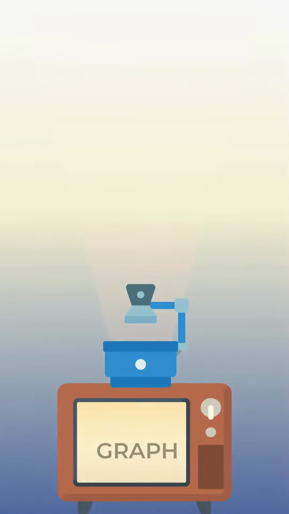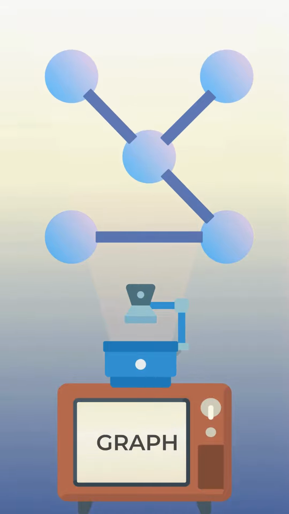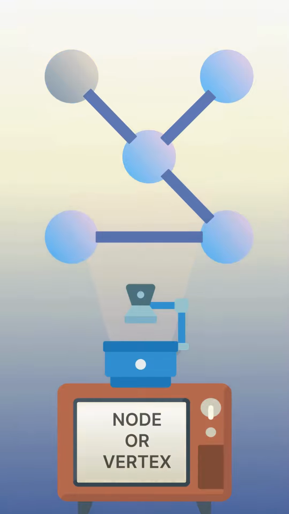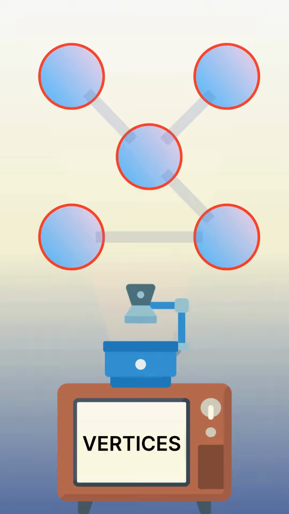A graph is a way to show connections between things. This is an example of a graph. Graphs map relations among objects. This is a node or a vertex. It represents an object. The plural of vertex is vertices.